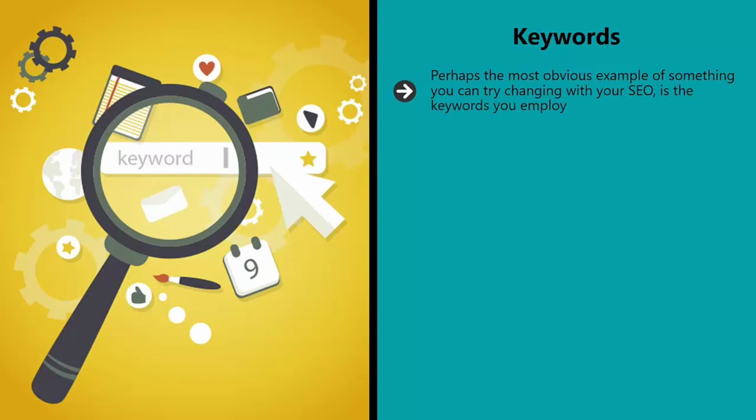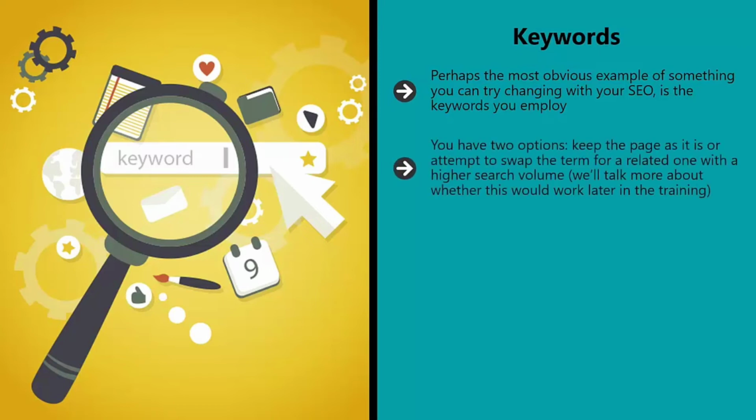Let's say that you have a few pages that are ranking high for a particular search term, but the problem is that said search term doesn't get a lot of search volume. You have two options. Keep the page as it is or attempt to swap the term for a related one with a higher search volume. We'll talk more about whether this would work later in the training.